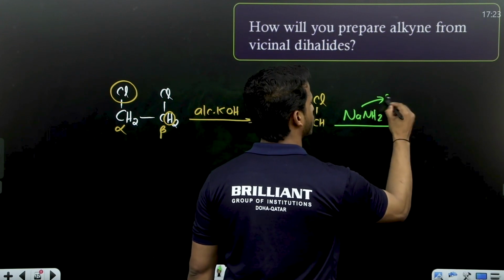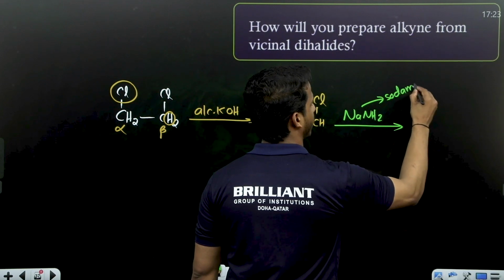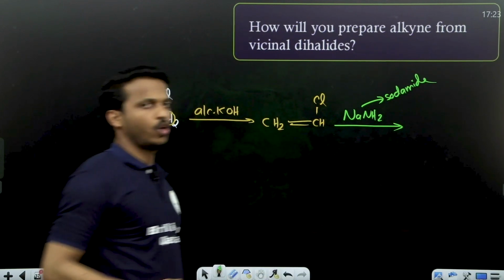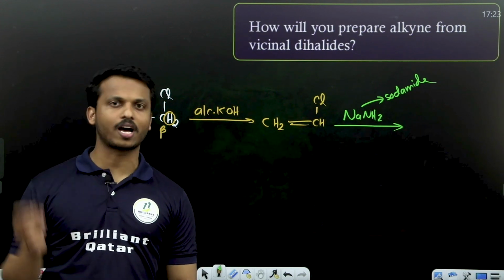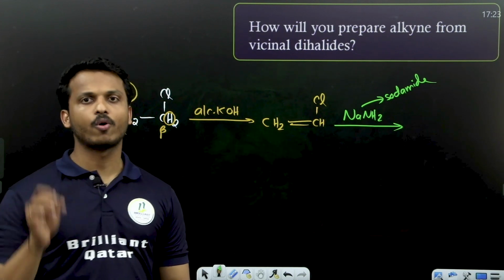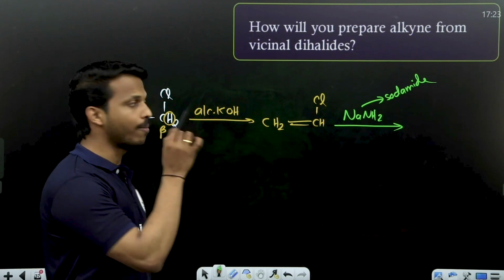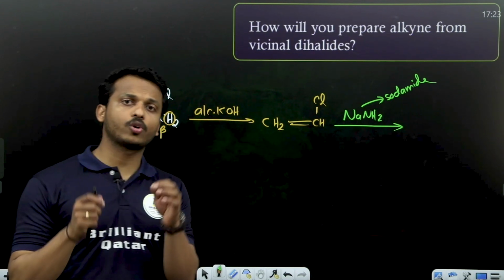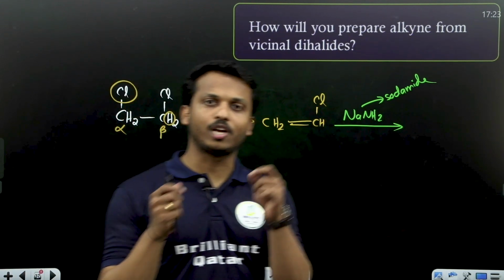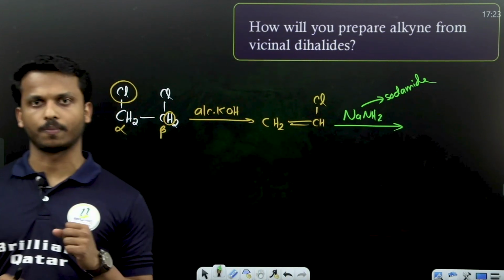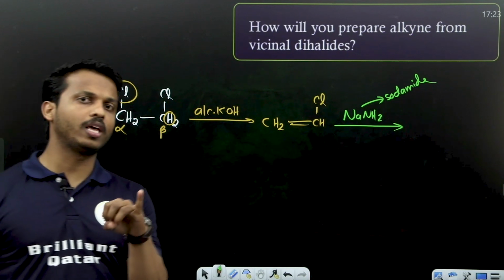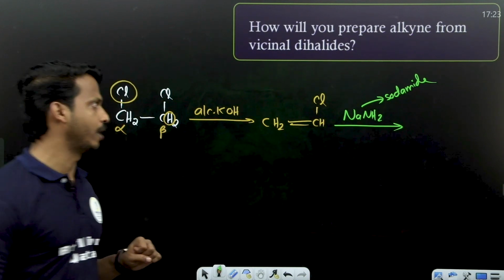This is called sodamide. Hope you remember soda lime. Okay, don't confuse. Soda lime is a decarboxylation reaction, NaOH and CaO. This is sodamide. So if you want to convert a vicinal dihalide to an alkyne, two times we have to do a beta elimination. First we do it with alcoholic KOH, second with the sodamide, NaNH2.